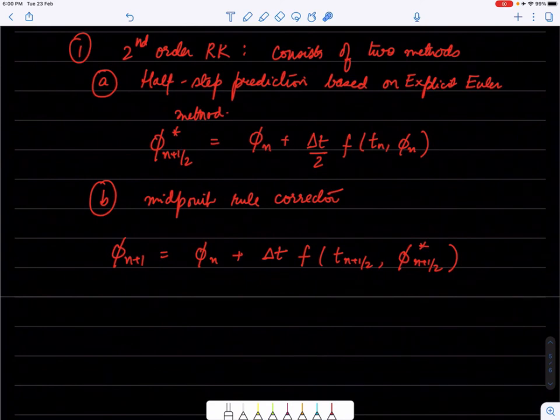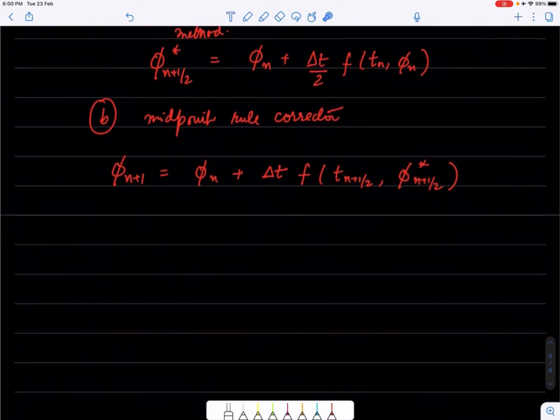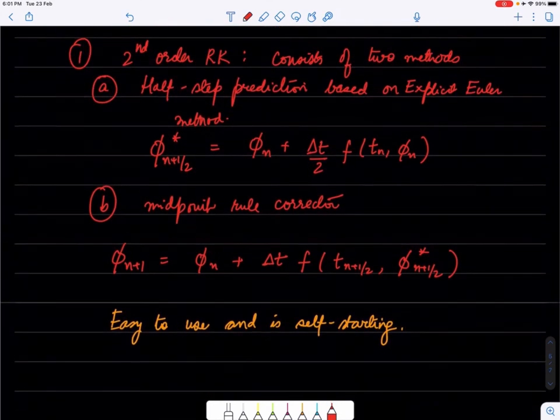integer time step. Now this method is easy to use and is self-starting, because if you are given the initial condition, you can easily make a midpoint prediction and then correct it. So this is quite an easy method to use that way.